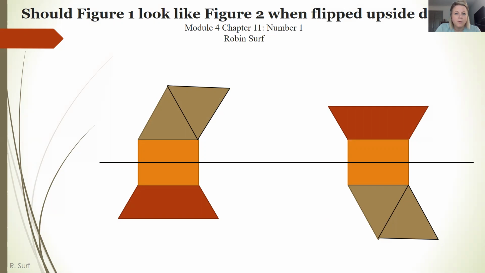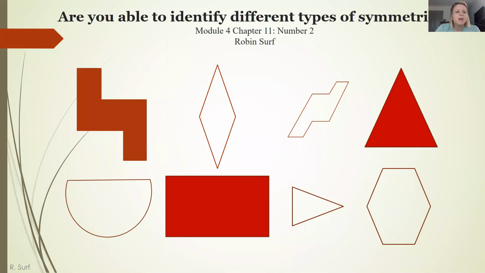Let's move on to question 2. Are you able to identify different types of symmetries? Is anyone able to point out which pictures might have one line of symmetry, but have no rotational symmetry? Well, let's take a look. If you look at the half circle in the bottom left, we can see it has one line of symmetry straight down the middle.